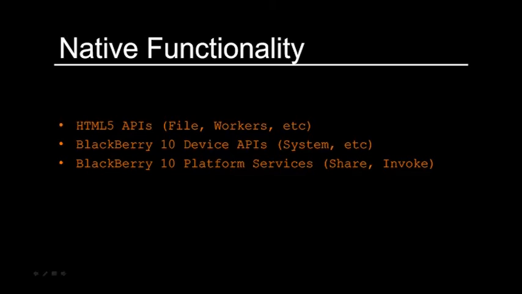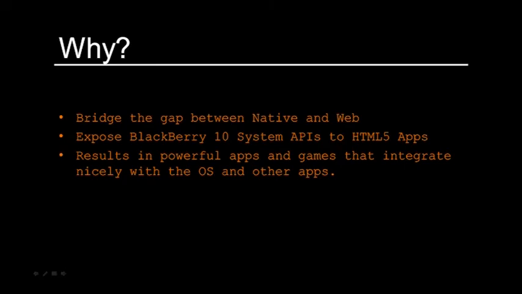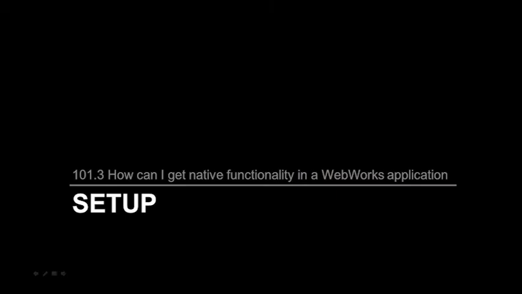Native functionality can be broken down into three categories: HTML5 APIs, for example, the file API; BlackBerry 10 device APIs, for example, reading the localization settings on the device; and BlackBerry 10 platform service APIs that include the share framework, invocation framework, and others. The BlackBerry WebWorks SDK bridges the gap between native and web by exposing native APIs to HTML5 applications. This results in powerful apps and games that integrate with other core apps and functionality of the BlackBerry 10 operating system.